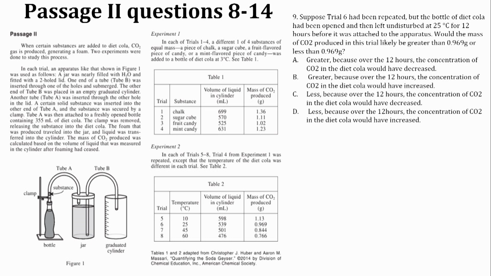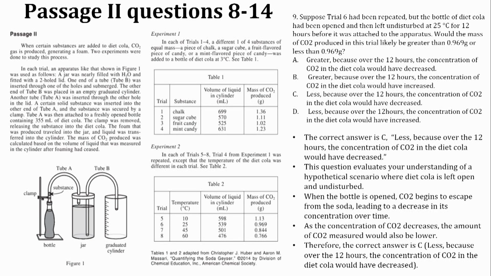All right, here's number 9. 9 says, suppose trial 6 had been repeated, but the bottle of Diet Cola had been opened and then left undisturbed at 25 degrees Celsius for 12 hours before it was attached to the apparatus. Would the mass of CO2 produced in this trial likely be greater than 0.969 grams or less than 0.969 grams? There are our answer choices, but we should have gone with C, less, because over the 12 hours, the concentration of CO2 in the Diet Cola would have decreased.